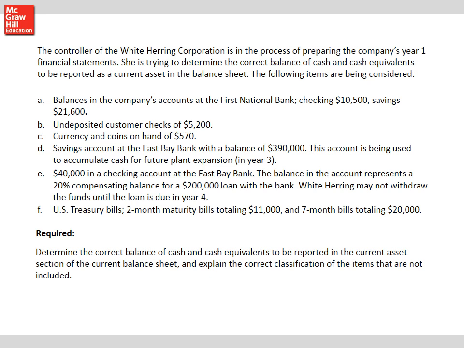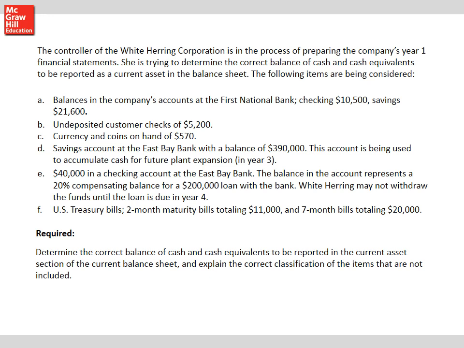Savings account at the East Bay Bank with a balance of $390,000. This account is being used to accumulate cash for future plant expansion in year 3. $40,000 in a checking account at East Bay Bank. The balance in the account represents a 20% compensating balance for a $200,000 loan with the bank. So it represents money they have to keep on hand because of a loan. White Herring may not withdraw the funds until the loan is due in year 4.